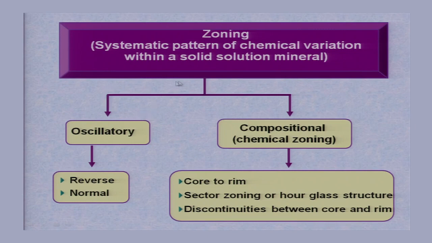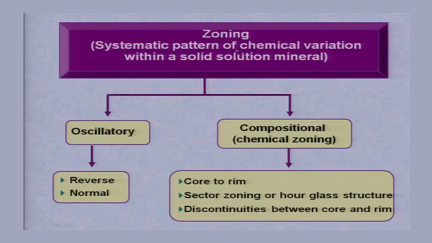Zoning is a systematic pattern of chemical variation within a solid solution mineral. I am citing an example of feldspar. Feldspar commonly contains two end members, albite and anorthite. Albite and anorthite are present in the form of a solid solution.